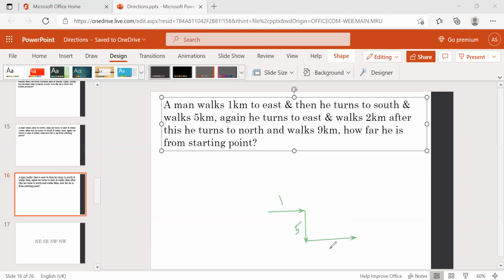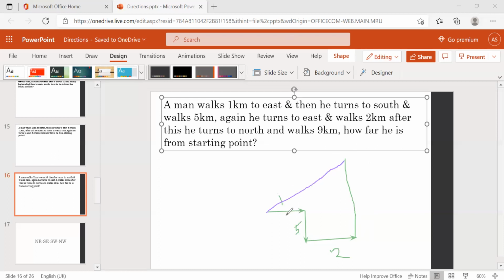Turns east to 2 kilometers. After this, he turned to north and walks 9 kilometers. From here to north, 9 kilometers. How far from the start is he? Same type of problem. Solve this one.